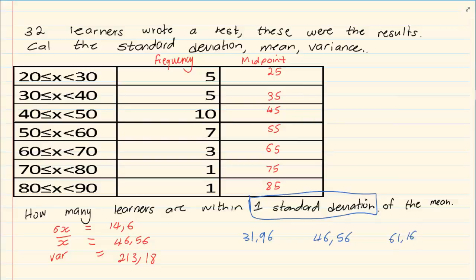Now, when they say how many learners are within one standard deviation, we're going to look at the learners from 46, which means we're looking at this group, to 61, which means we're going to stop at that group. Once it's in this group, we can't really join it because we're not sure which ones are 61, which ones are 62. So we're going to go with 10 and 7. So the total answer is going to be 17. You're going to put plus 17 because it could be a little more than 17.